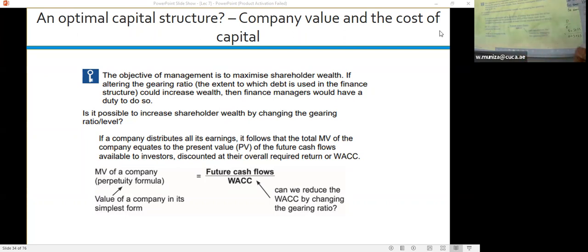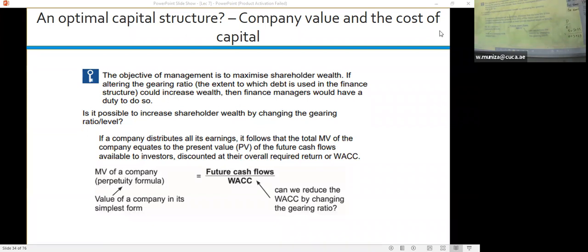So that is what we are asking: what would be the optimal capital structure? From which different sources of finance should the company be raising finance, whether all from debt, whether all from equity, what should be done? In that regard, we do have different theories. The objective of the management is to maximize shareholders' wealth. Financial managers will always stick to this point, that the objective of financial management or any company is to maximize the shareholders' wealth. And if it could be achieved by reducing financial gearing or by reducing operational gearing, it has to be done. So if altering the gearing ratio could increase wealth, then finance managers would have a duty to do so.